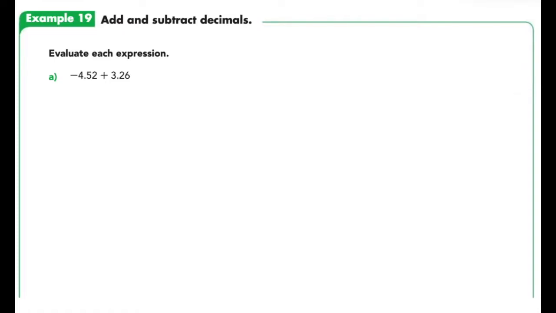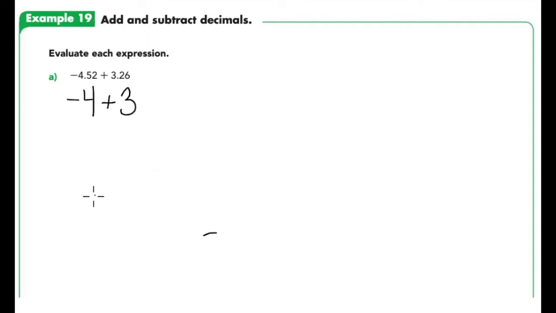For this example, we're going to be looking at adding and subtracting decimals. The first thing I'm going to do before I get into actually adding and subtracting the decimals though is make an estimate to see what my answer should be around. So I'm just going to do a quick round here. I'm not going to round up. I'm just going to keep it as a -4, whatever the integer part is. So I have a -4 plus 3.